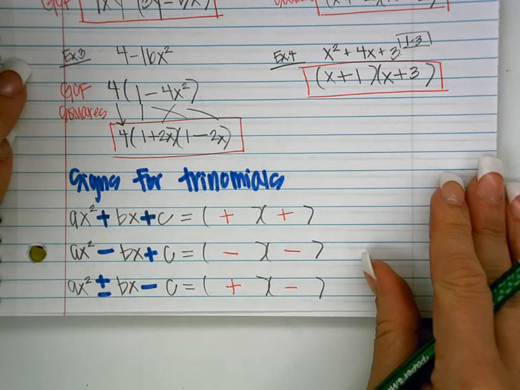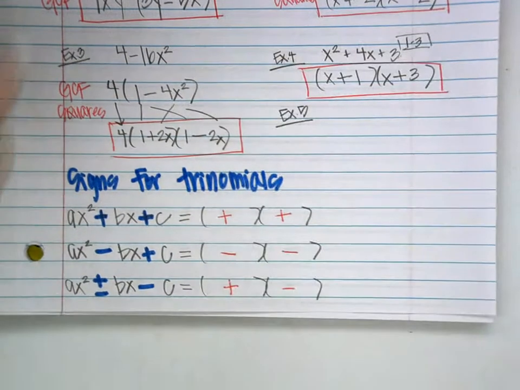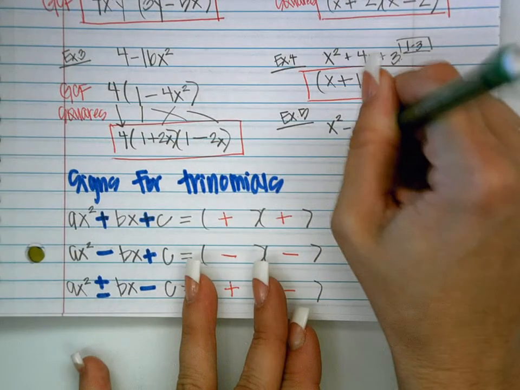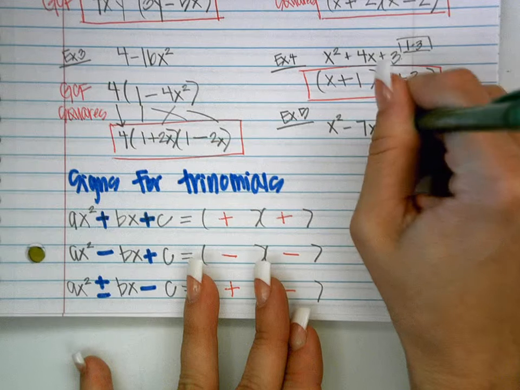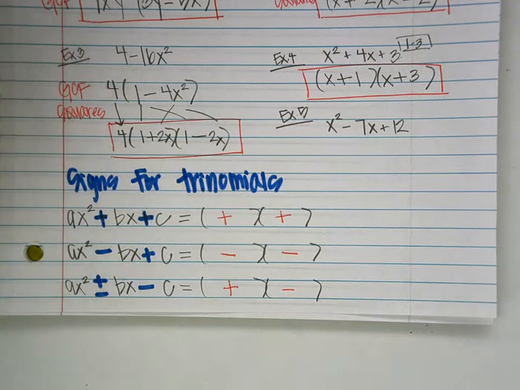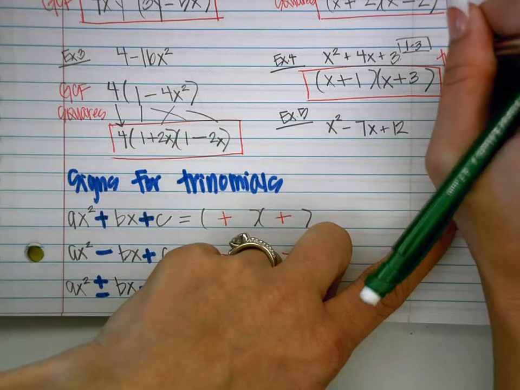Questions on how I did that? Okay, let's try another one. Number 5. I would like you to factor completely x squared minus 7x plus 12. X squared minus 7x plus 12. So this was called trinomial factoring.